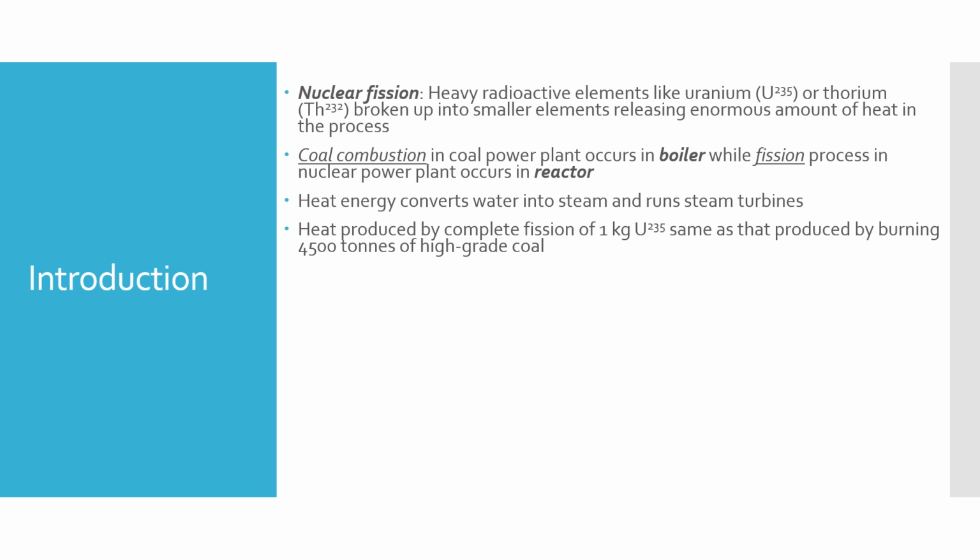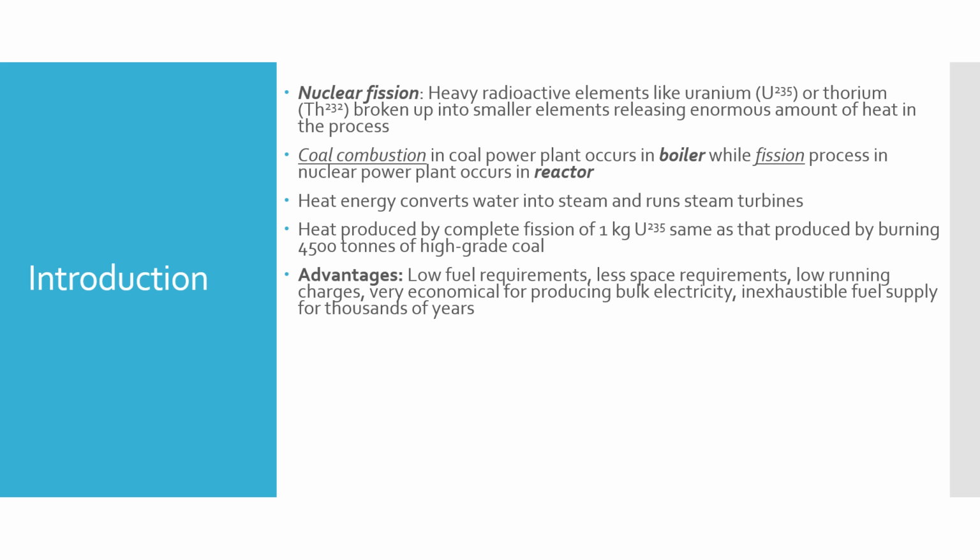We have already seen that the heat produced by complete fission of 1 kilogram of U-235 is the same as that produced by 4,500 tons of high grade coal, that is anthracite. So a huge amount of heat energy is produced, and so the sizes of these nuclear power plants are smaller as compared to corresponding steam power plants.